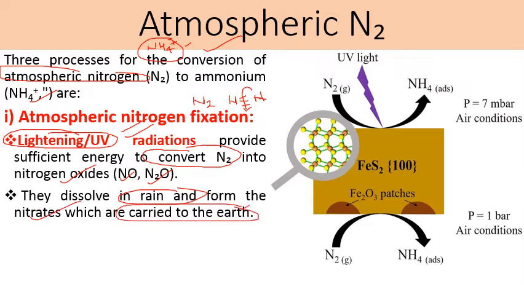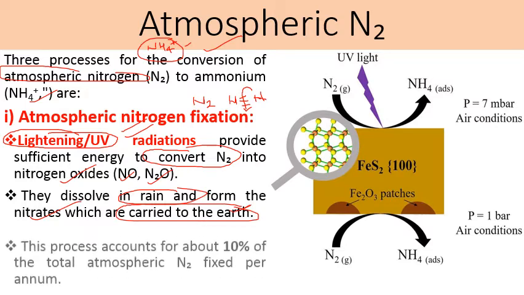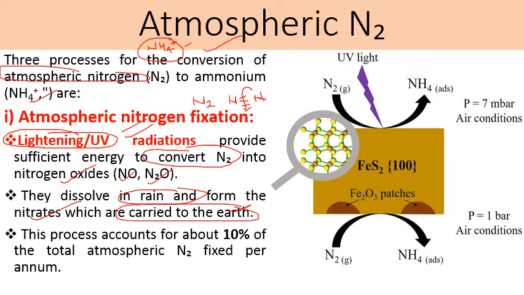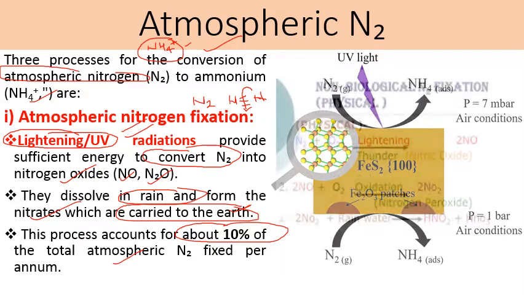And those nitrates come to the earth with the help of rainwater. This process, the physical method of nitrogen fixation, accounts for about 10% of total atmospheric nitrogen fixation. So about 10% of the total nitrogen fixation per annum happens by this method.